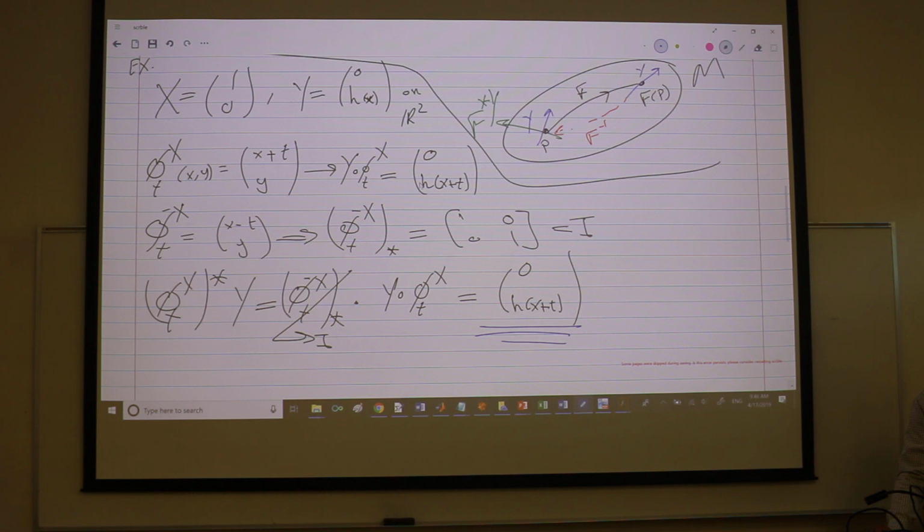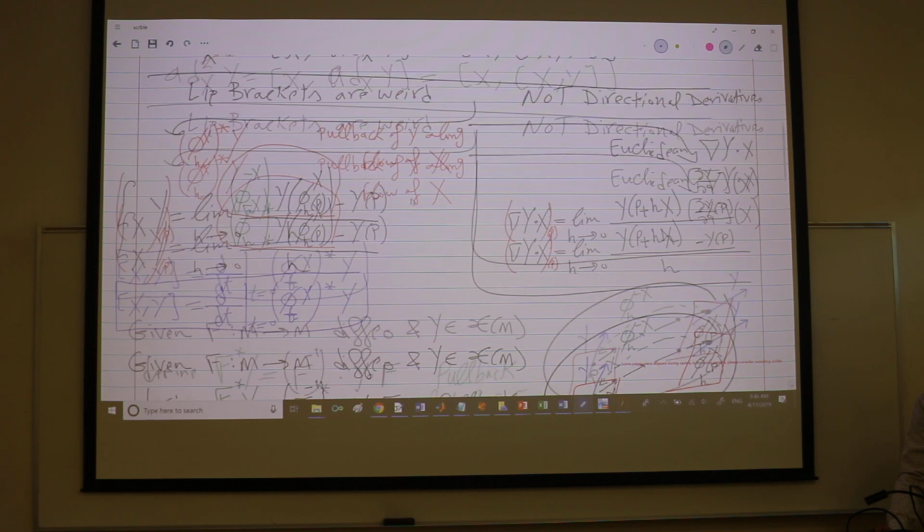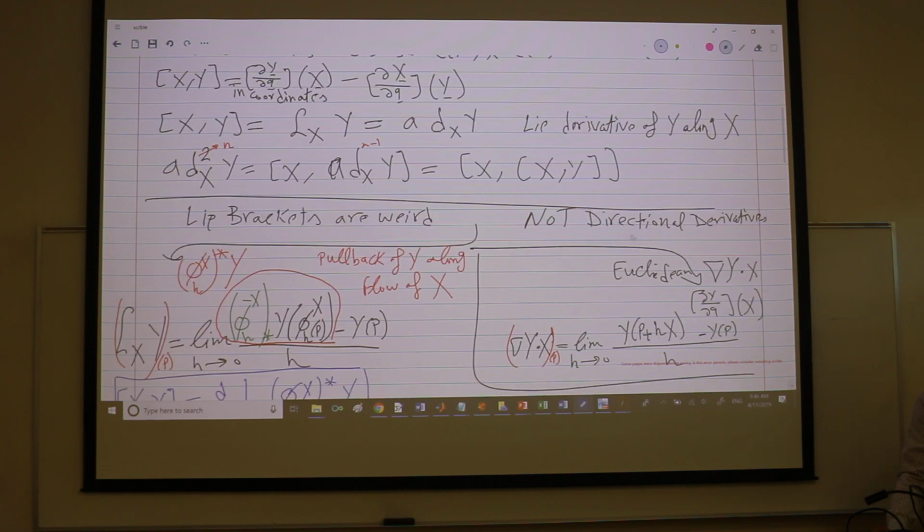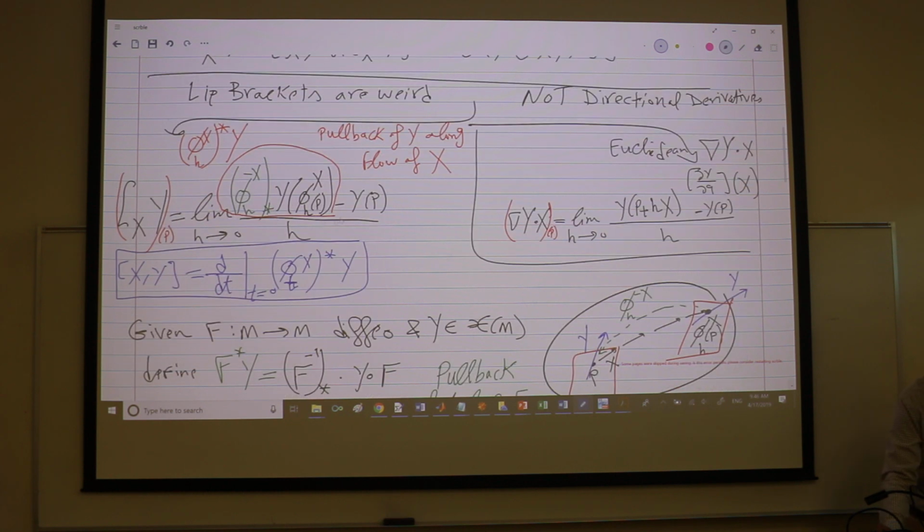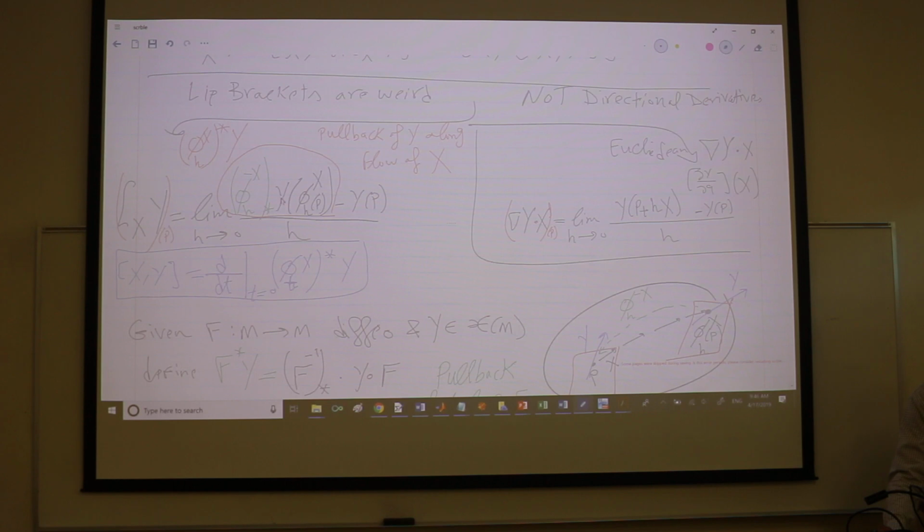Any questions about that? I did not show you yet why Lie brackets are weird and they are not directional derivatives, but I wanted to show this definition first, and what is the pullback, because we're going to encounter it several times.